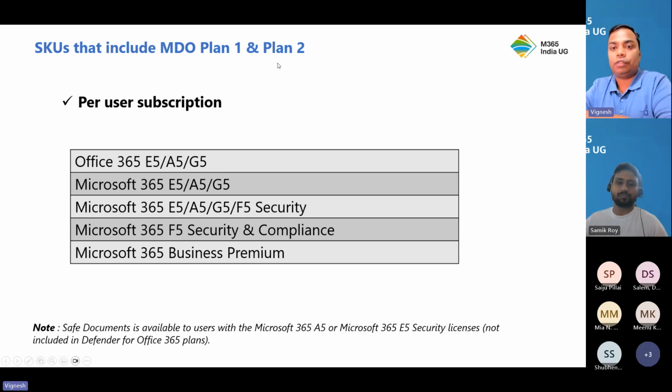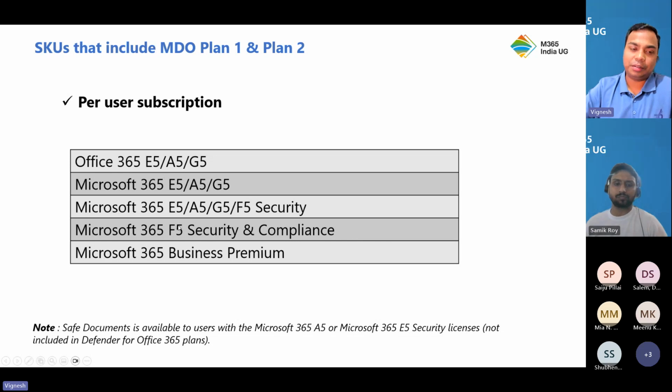which SKUs cover plan 1 and which SKUs cover plan 2. But at this very moment, I just want to let you know that the Office 365 E5 and the Microsoft 365 E5 are all SKUs which offer you plan 1 and plan 2. And look at this, the Microsoft 365 F5 Security and Compliance, right? Now, for anybody who has been in the Microsoft 365 world for quite some time, you would understand that this is not a base license.